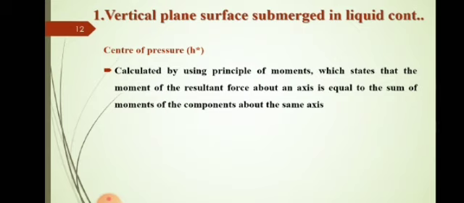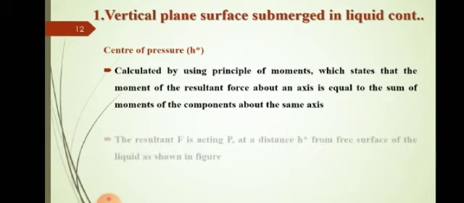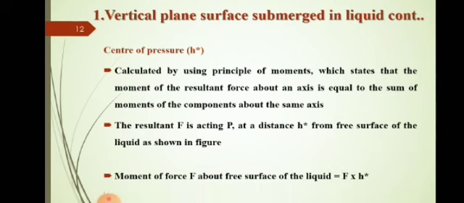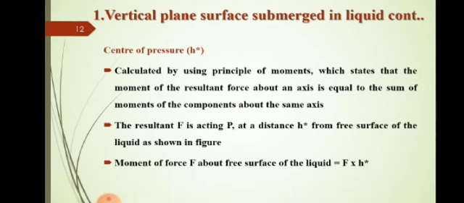Principle of moments, you have already learned in the first year. The resultant F is acting at P. F, as we know, is the total pressure force, and P is the center of pressure. So the resultant F is acting at P, which is at a distance h star from the free surface of the liquid as shown in the figure. Moment of the force F about the free liquid surface is F into h star. It is very clear. Force is F and the distance from the free liquid surface is h star. So the moment of the force F about the free liquid surface is F into h star. Please mark this as equation number 1.